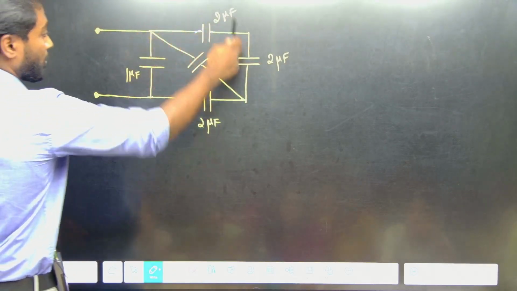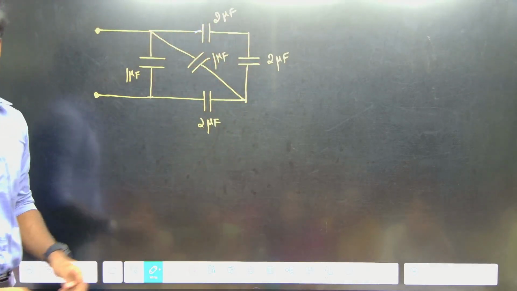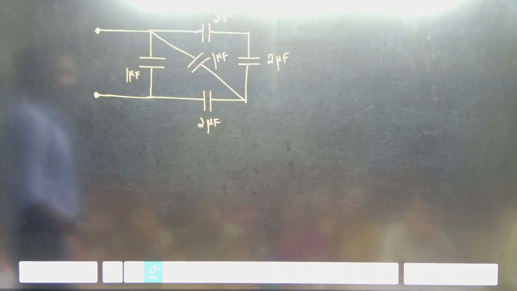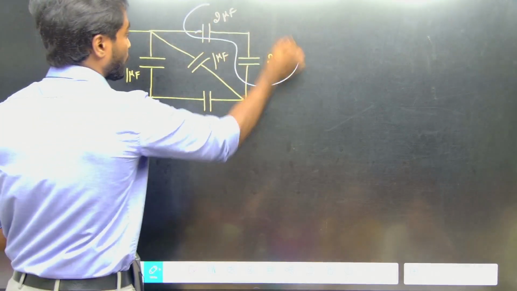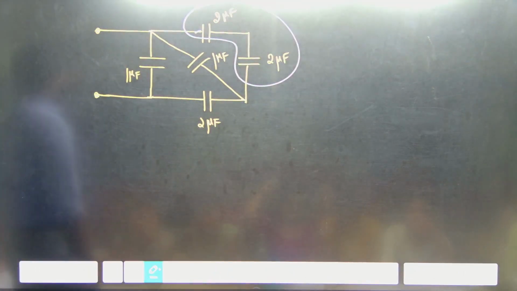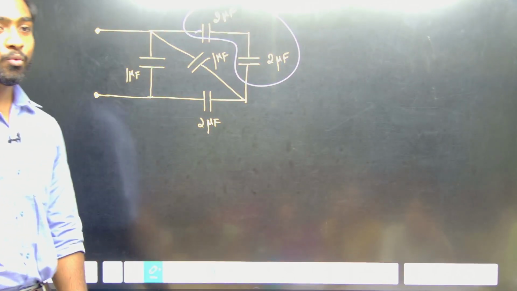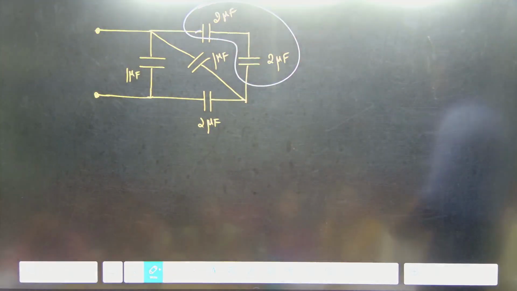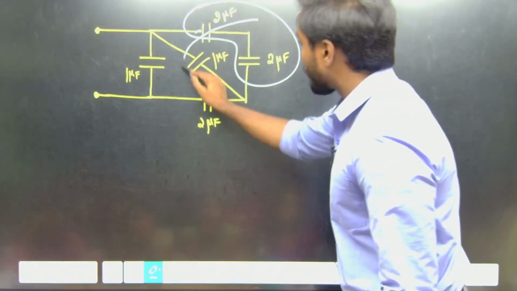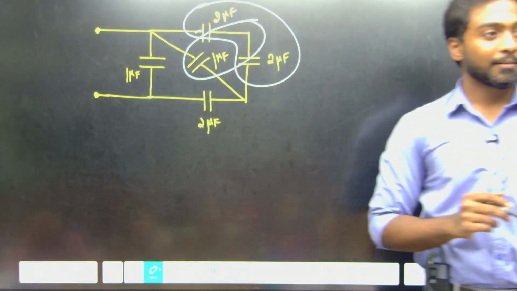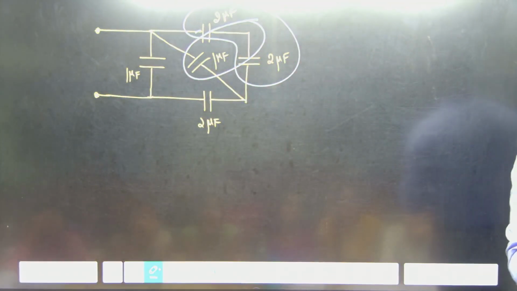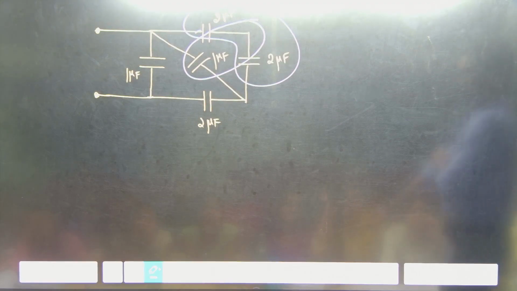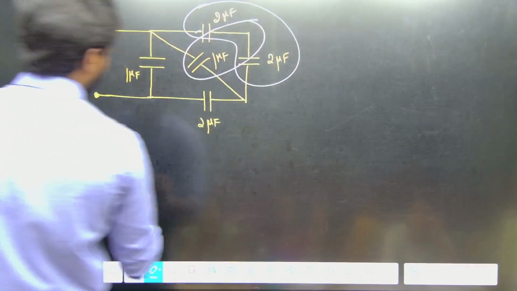From this point to this point, it is a continuation. So this is in series. First, let me find these two things. So 1 by 2 plus 1 by 2, I will get 1. Then can I take these two combination as a parallel? No. Okay, first I will resolve this.